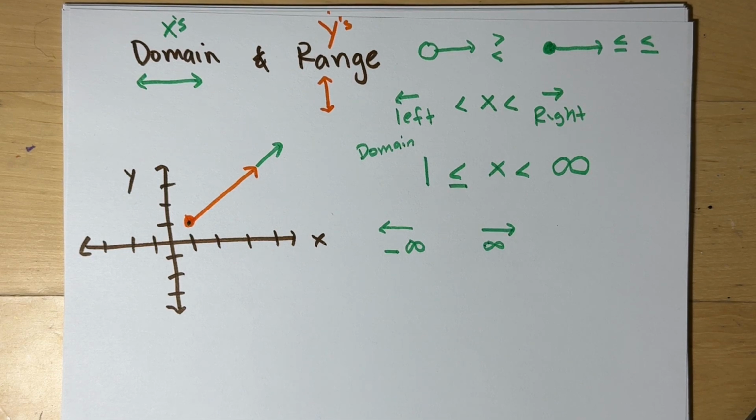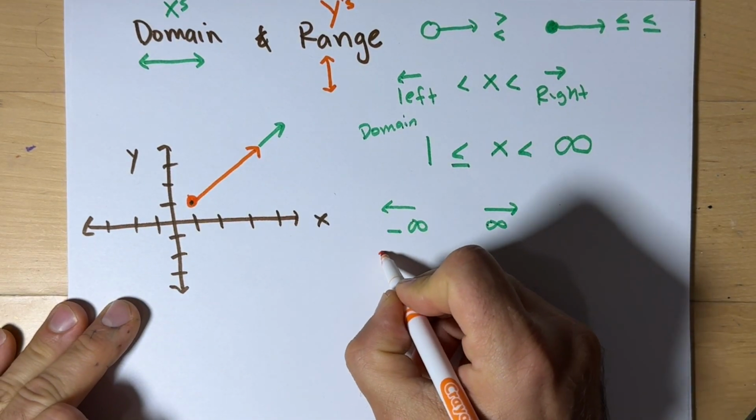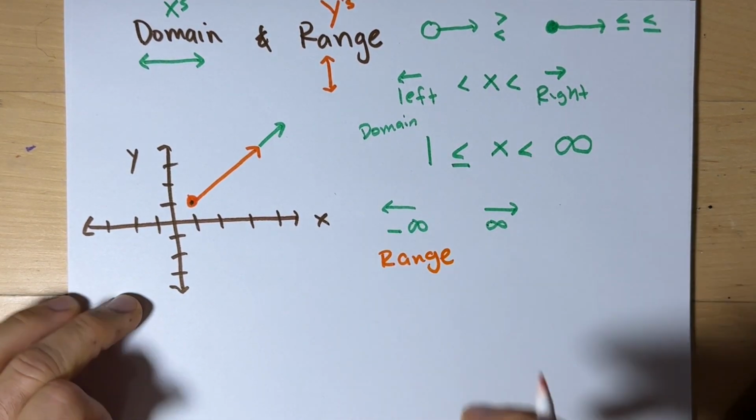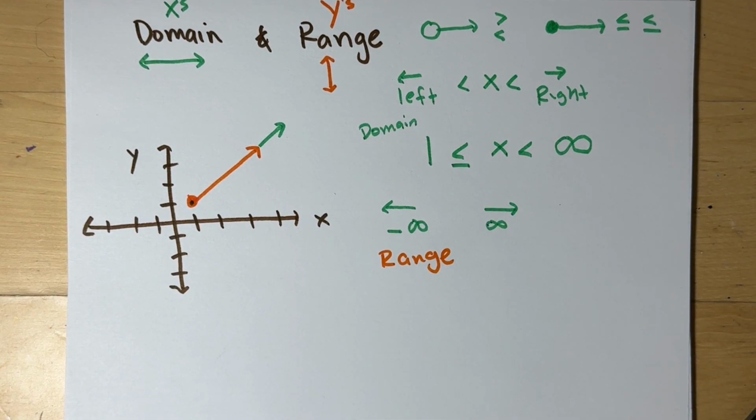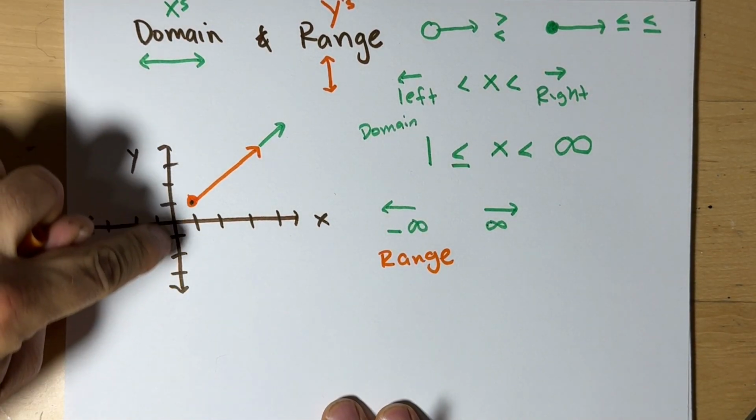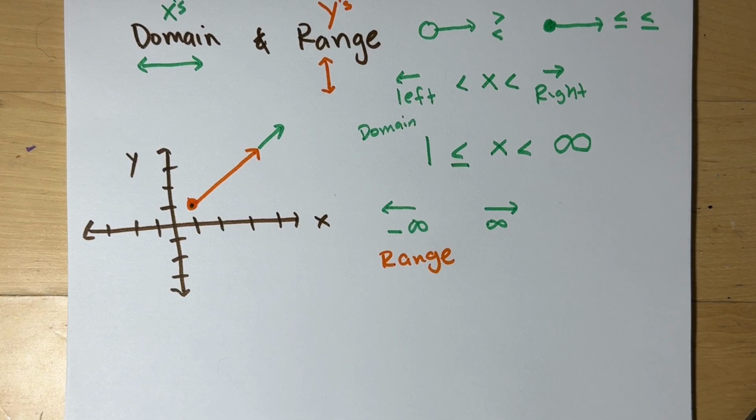Now let's talk about range. A range doesn't go left and right. It has to do with the y-axis, or up and down. So which way do we go first?